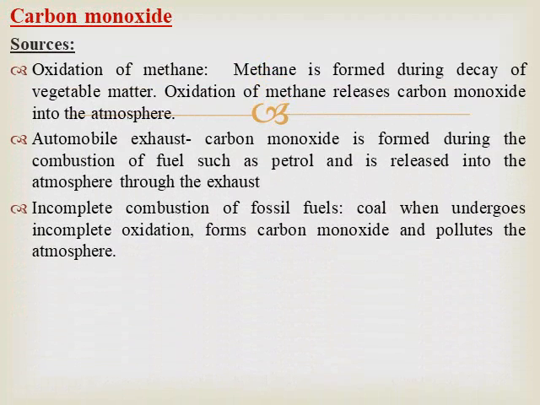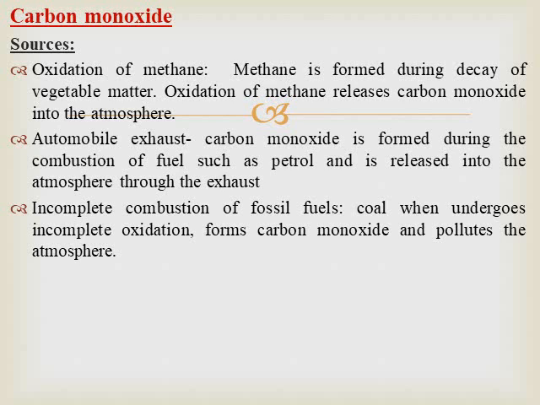So the first source of carbon monoxide is methane. Methane is the first hydrocarbon, the first homologue of the hydrocarbons. Methane is formed immediately when animal or vegetable matter decays. So when vegetable matter and animal matter decay, they release methane. The aerial oxidation of methane releases carbon monoxide into the atmosphere. So that is the first source of carbon monoxide in the atmosphere.